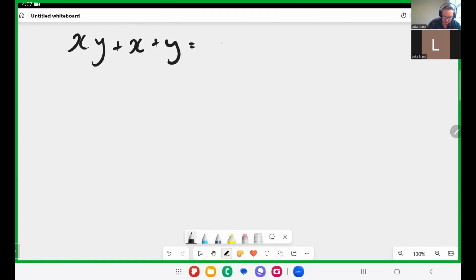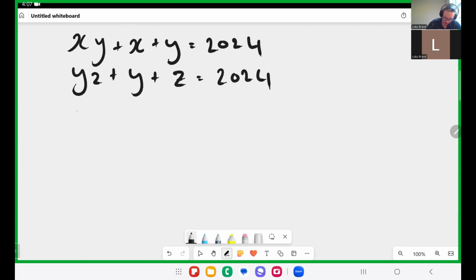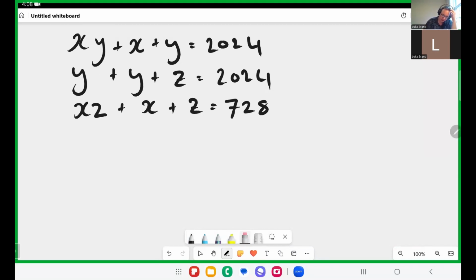It's y equals 2024, yz plus y plus z is 2024, and xz plus x plus z equals 728. I'm just going to pause there so you can grab that question if you would like to, and have a go at solving it before we do it together.